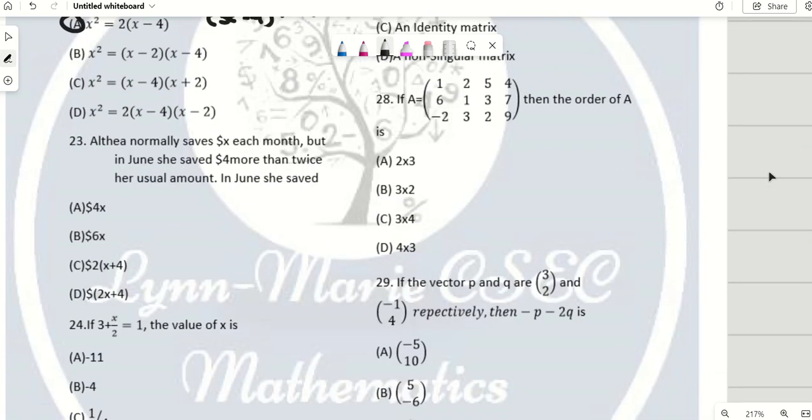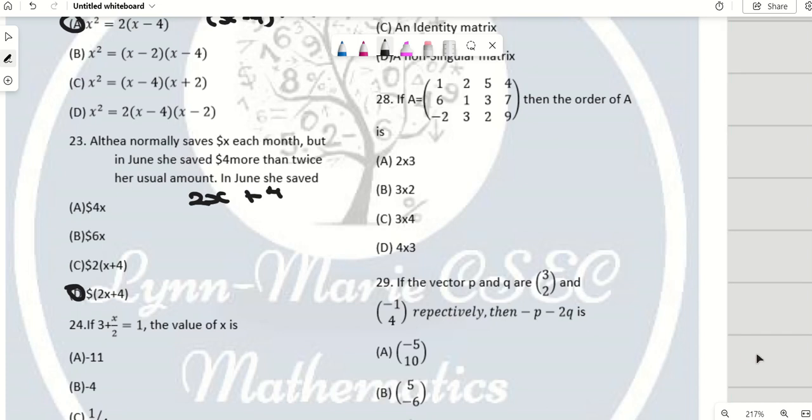Right. Number 23, Athea normally saves x each month. But in June, she saves 4 more than twice her usual amount. So twice her normal amount would be 2x, and they're saying 4 more than that. That is 2x plus 4, right? Is what she saved in June. So D is your answer.